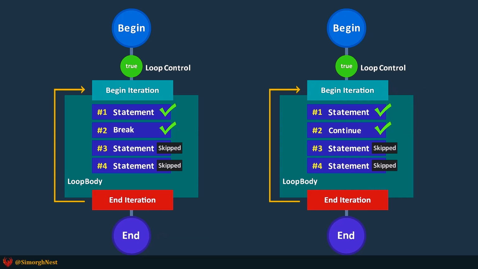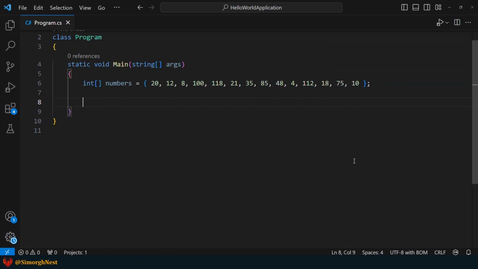Alright, let's dive into VS Code and see the continue statement in action. Okay, here we have an array of numbers called numbers. This array contains a variety of numbers, and our goal is to find the largest two-digit number from these numbers. In the beginning, let's declare a variable called largestNumber and initialize it to 0. This variable will keep track of the largest two-digit number we find.